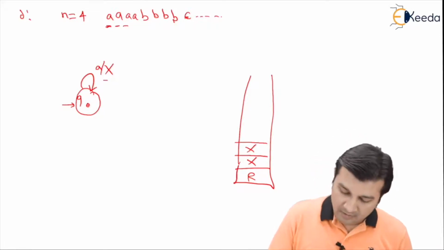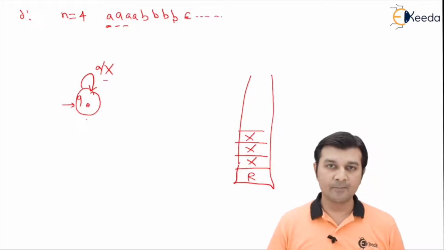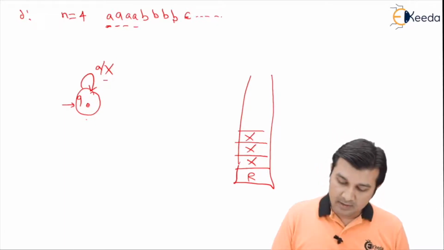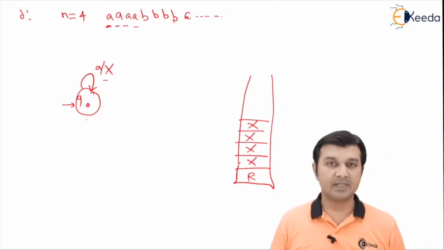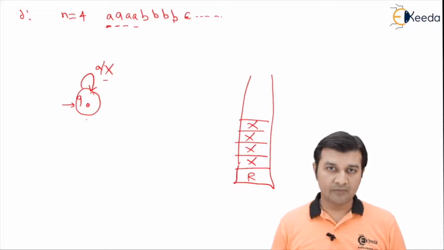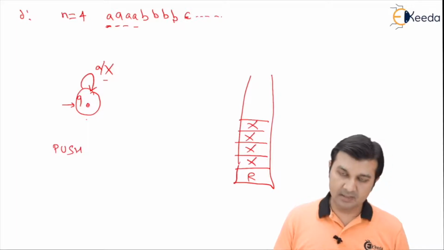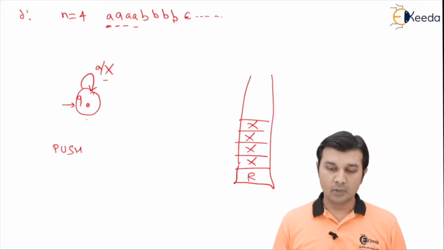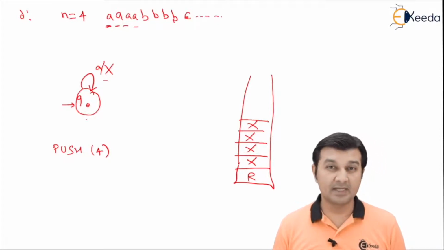Going ahead, for the third a, the same transition is going to work for the state, and x will be pushed onto the stack. For my fourth a, the same transition is going to work, and it still remains in my state q0, right? So friends, what I am trying to say is, unless and until my action changes, I am not going to change the state. Over here I am performing my push operation 4 times, and since the operation has not changed, I have not changed the state.